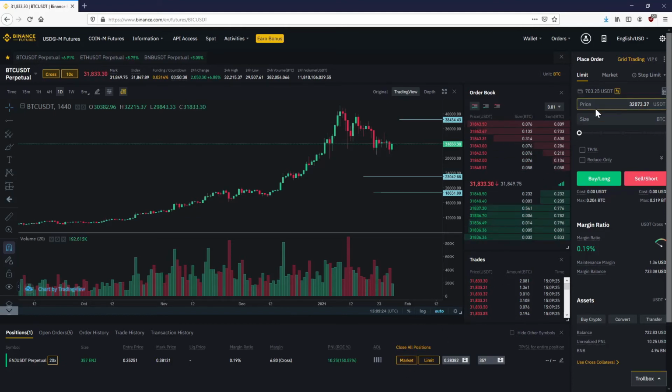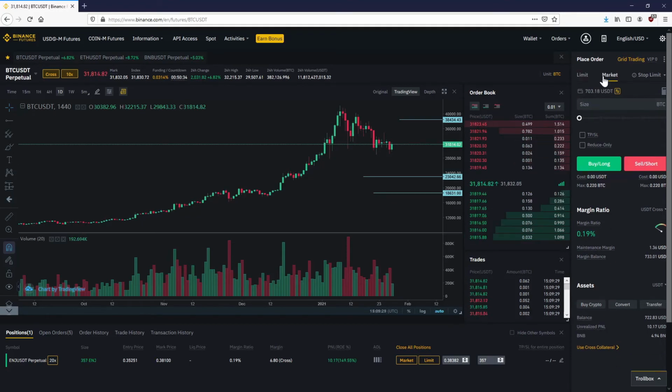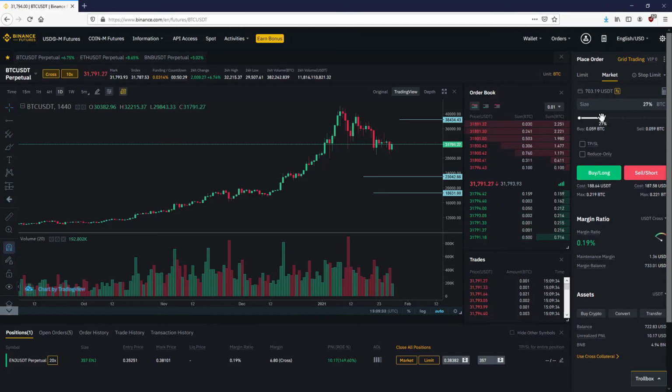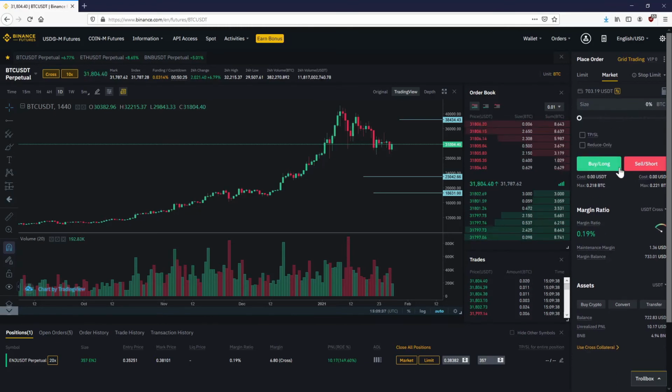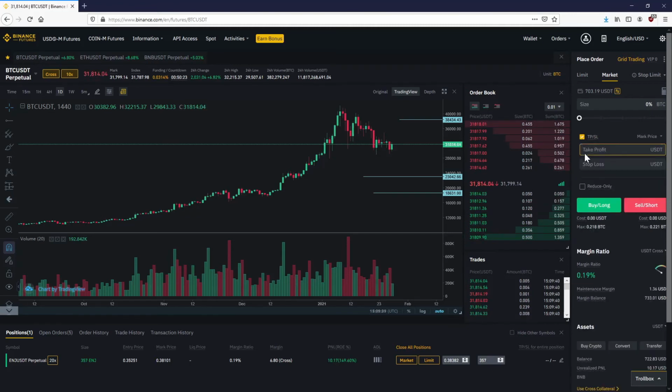So that is the same. As you can see, it is the same for limits and for market. You cannot select price here, just the amount you wish to close or you wish to buy. Then you either buy long or you sell short. And here as well, you can see the take profit and stop loss in case you are buying or you are short in the market.